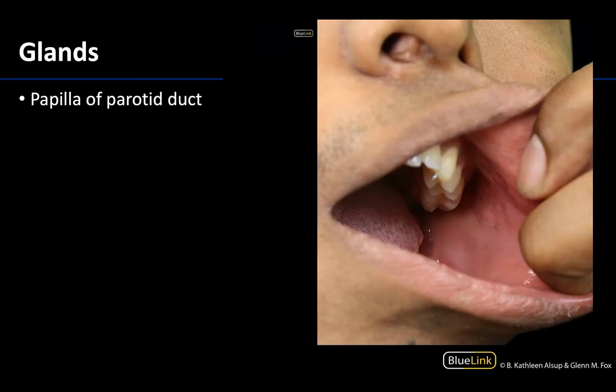Now, the parotid duct will conduct saliva all the way from the parotid gland, which is that furthest away salivary gland from the oral cavity, to the papilla of the parotid or Stenson's duct, which you can see right about here. It is this opening in the oral mucosa opposite the maxillary second molar. So that's generally where that papilla of the parotid duct can be located, and you can even try to locate the structure on yourself.